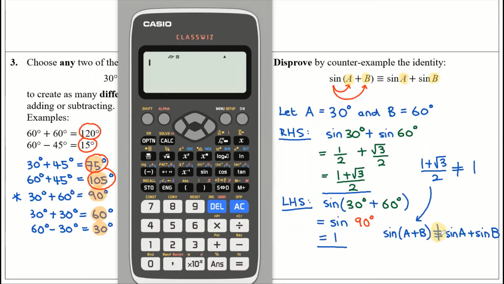There may be instances where the sine of A plus B is equal to the sine of A added to the sine of B, but that wouldn't be an identity, that would be an equation, which you could perhaps solve. So that's enough. With just one single counterexample, we've got to the result that we needed. So that concludes the warm-up.